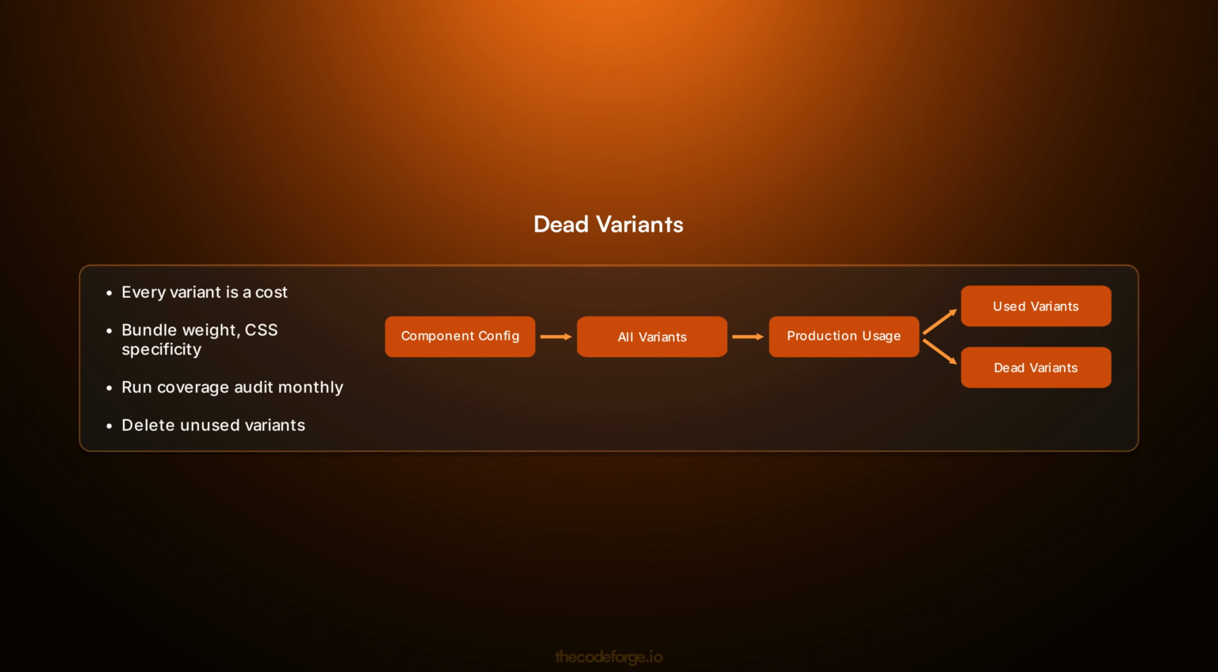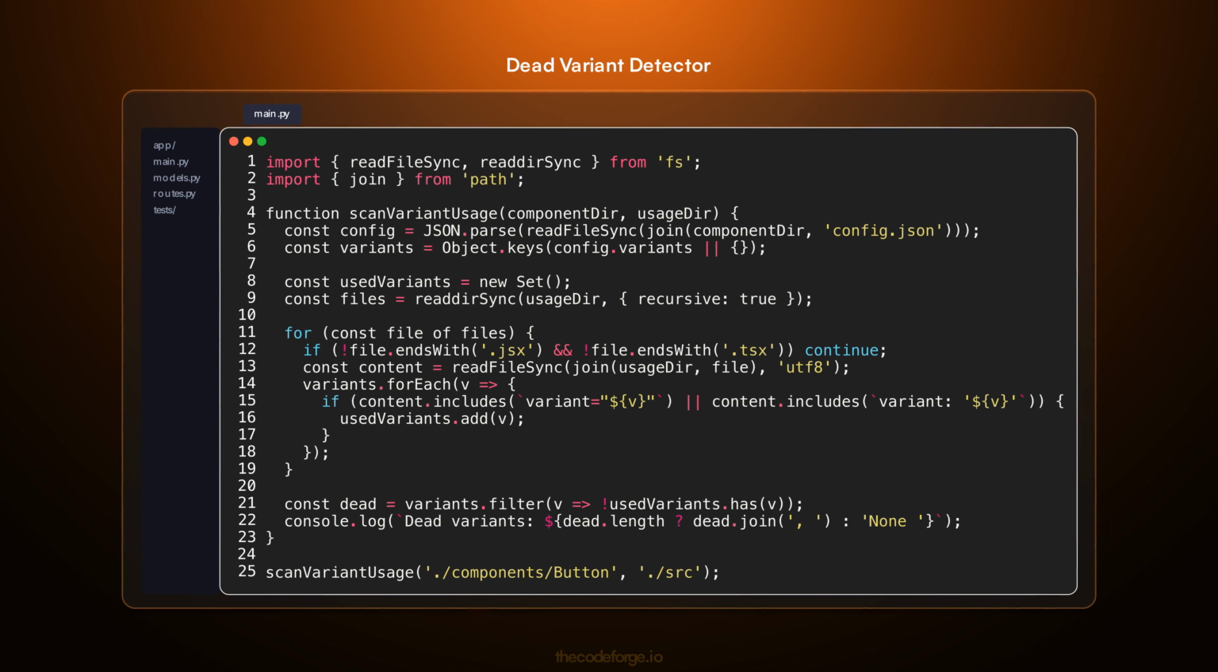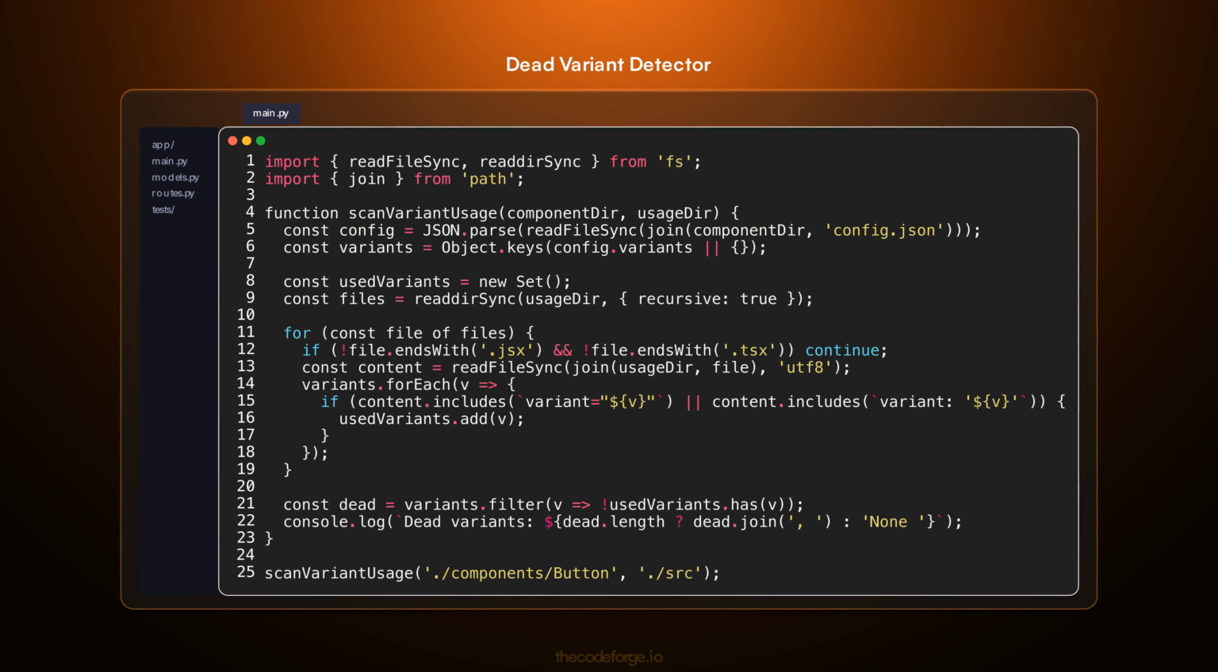Mark them deprecated, wait 2 sprints, then delete. This script scans your codebase for variant usage. It parses component config, searches for variant references in JSX/TSX files, and prints any variants that are never used. Run it weekly in CI.